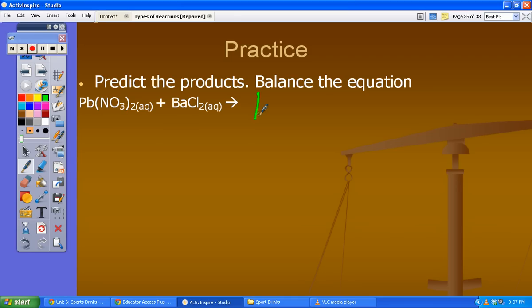We have lead, Pb, and chloride. And then the other formula will be barium nitrate. So let's go back and look at the charges here. 2+ on barium, -1 on chloride. All I've done so far is exchange these 2 ions. Nitrate is a -1. This lead is a +2.